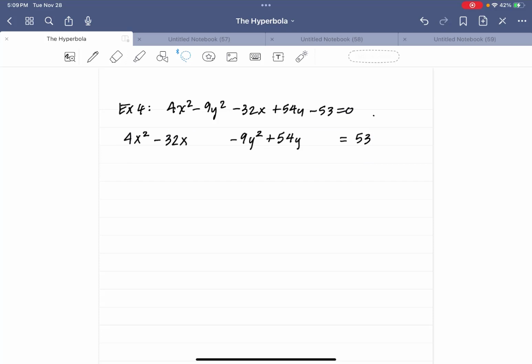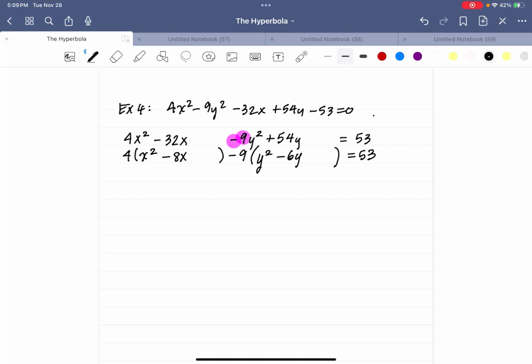Now I'm going to have to do something slightly different this time because look, the coefficient of x squared is not a 1. So I'm going to factor out a common factor, x squared minus 8x, and I'm still going to skip some space. Here, I'm going to factor out a negative 9. So minus 9, and that's going to be y squared minus 6y, skip a space, equals 53. Now, I haven't introduced anything new, so I don't have to add anything to the other side yet.